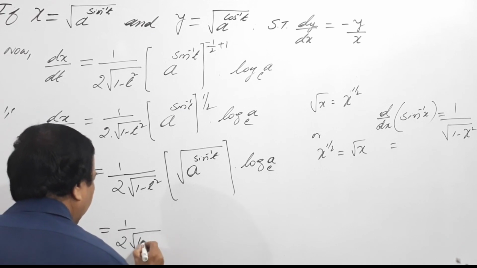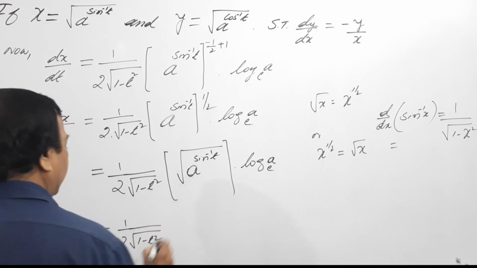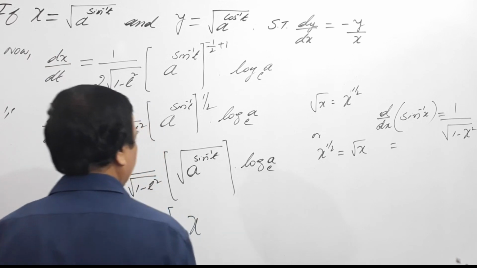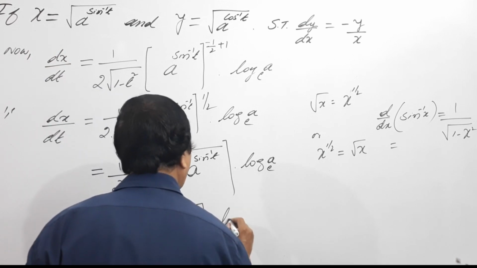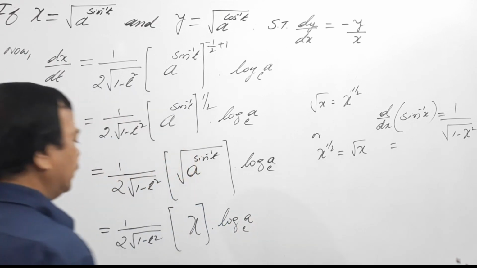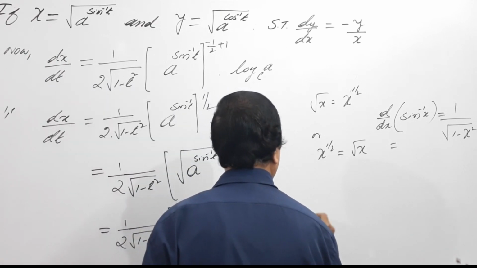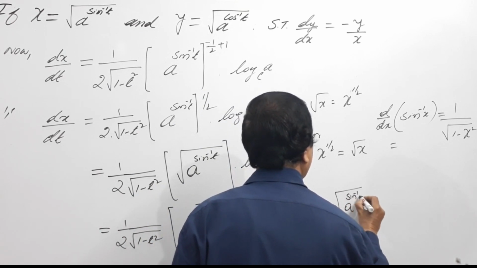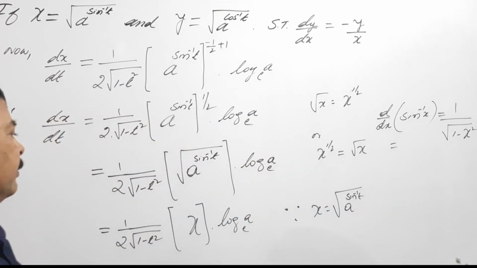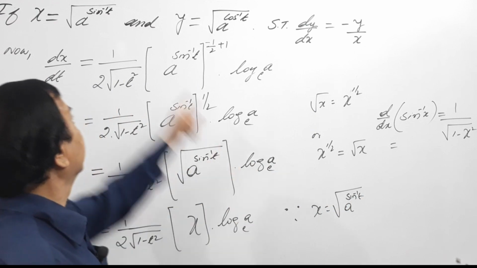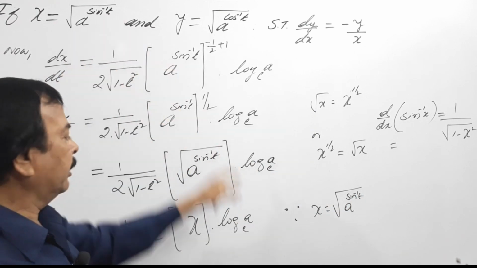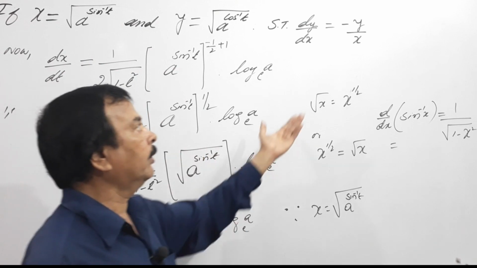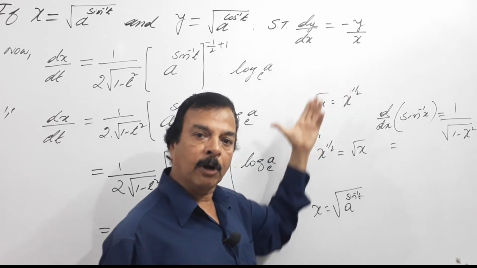And what is this? Half into 1 minus t square. This becomes nothing but x into log A to base C, since x equals under the root a to the power of sin inverse t. So I substitute this value as x because x equals under the root a to the power of sin inverse t. So that's the reason I replace this entire value with x. Done. So what we wanted? We wanted x, we have already got it. This is how you have to approach.